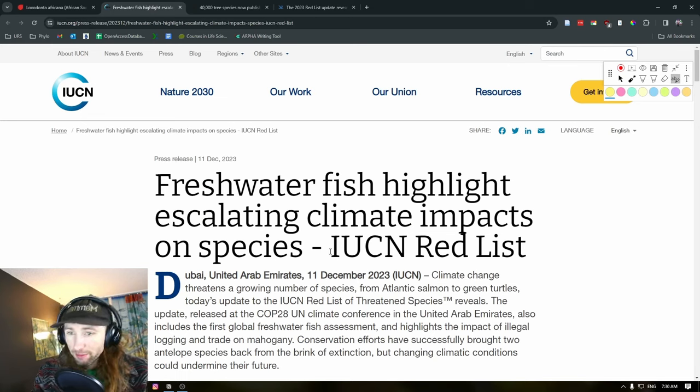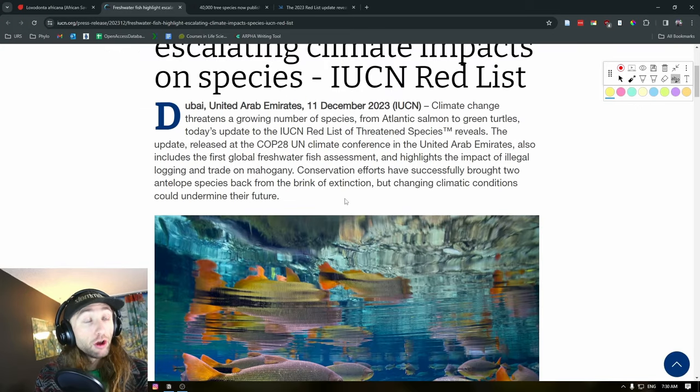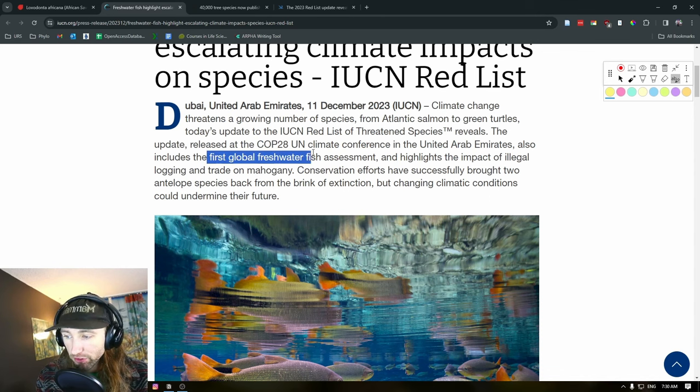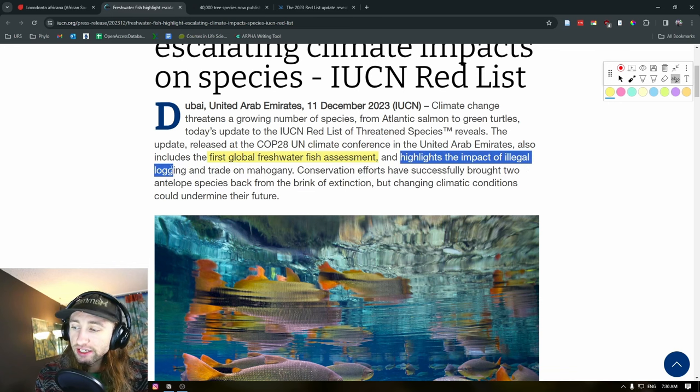This article came across my newsfeed titled "Freshwater Fish Highlight Escalating Climate Impacts on Species." It does give a very good overview of this update. So this update was released at the COP28 UN Climate Conference in the UAE, and it includes the first global freshwater fish assessments and highlights the impact of illegal logging and trade on mahogany.